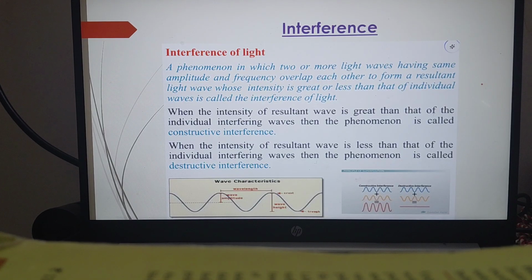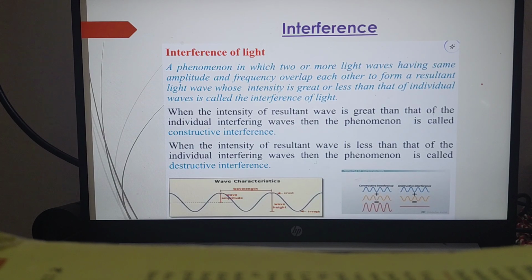So what is interference of light? A phenomenon in which two or more light waves, coherent light waves having the same amplitude and same frequency, overlap each other to form a resultant light wave. The resultant wave is the superposition of the light. The intensity being greater or lesser than the individual waves is called interference of light. Then we have two types of interference.